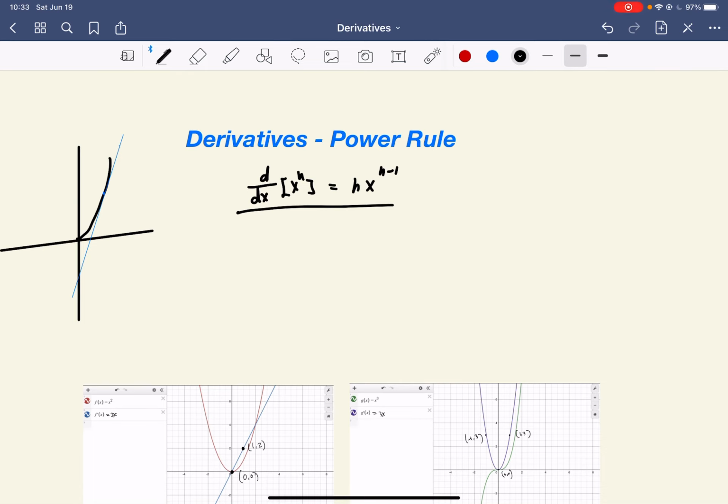And that is the power rule for derivatives, and it is very, very useful combined with the constant multiple rule that we will go over in the next 2, maybe 3 videos. And that is very useful and pretty much all you need to differentiate a polynomial.